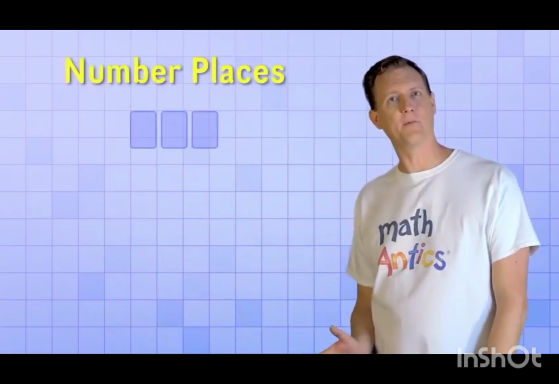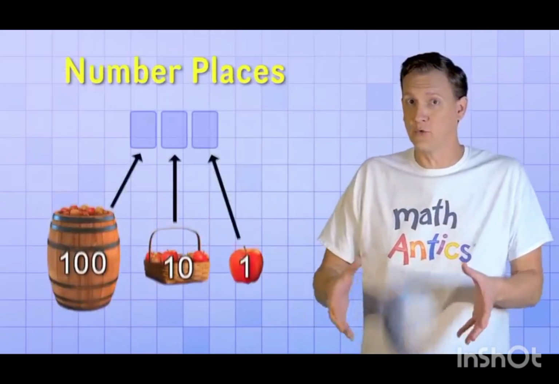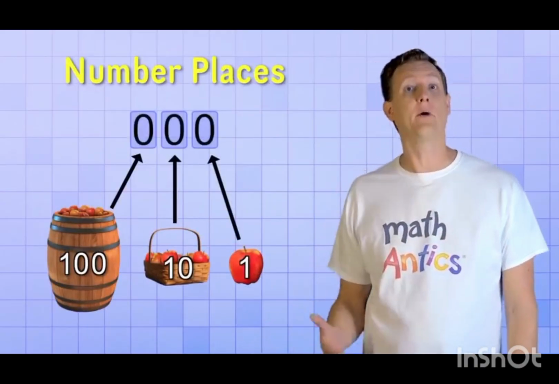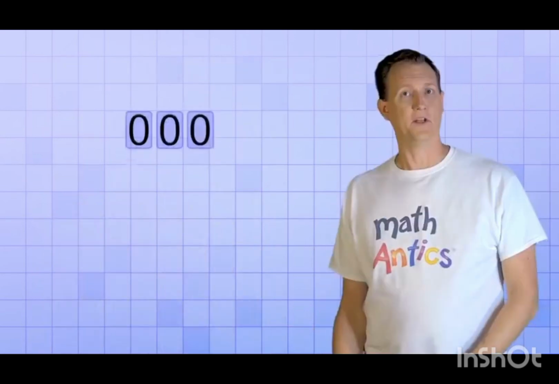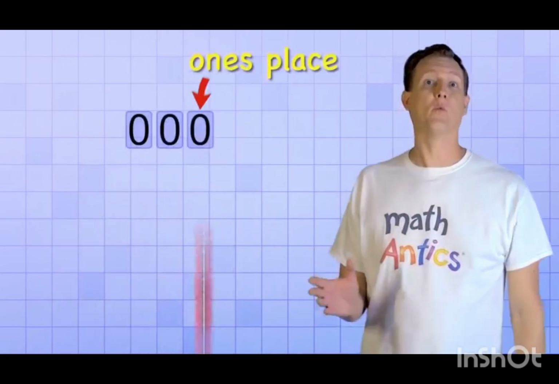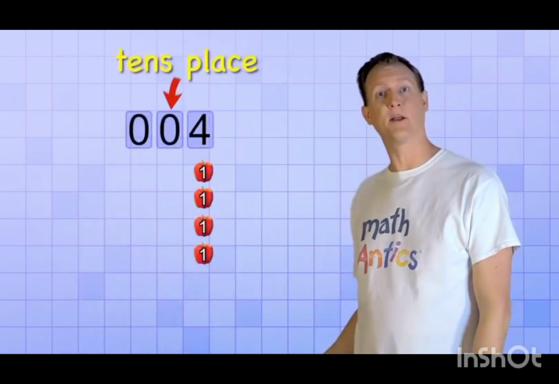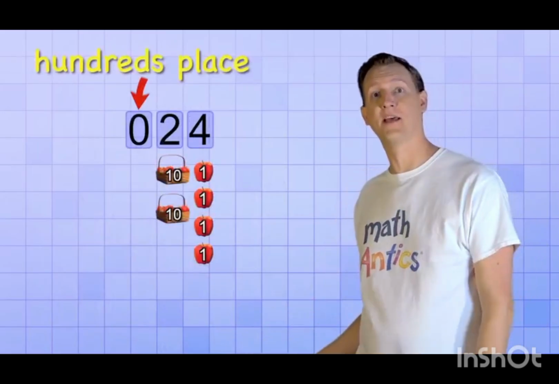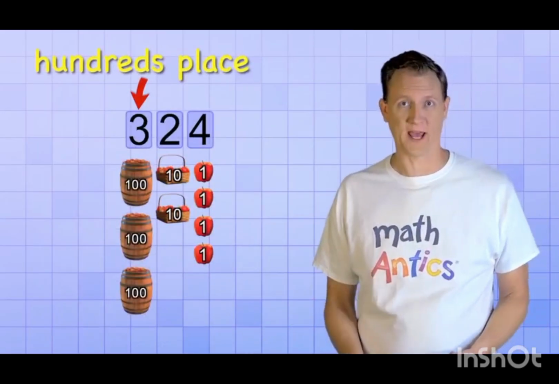It uses different number places to represent the different size groups that we use to count. And the digits in those number places tell us how many of each group we have. The digit in the ones place tells us how many ones we have. The digit in the tens place tells us how many groups of 10 we have. And the digit in the hundreds place tells us how many groups of 100 we have.